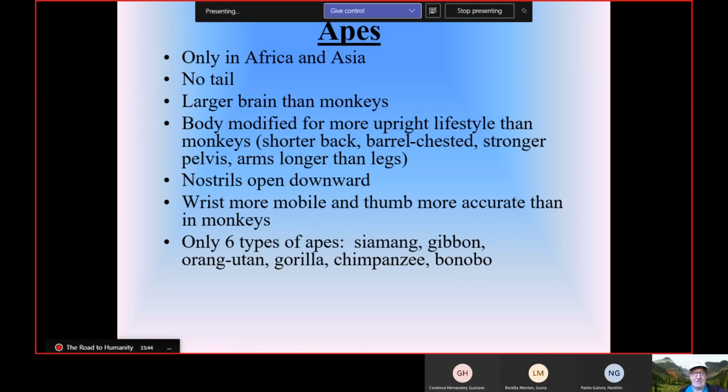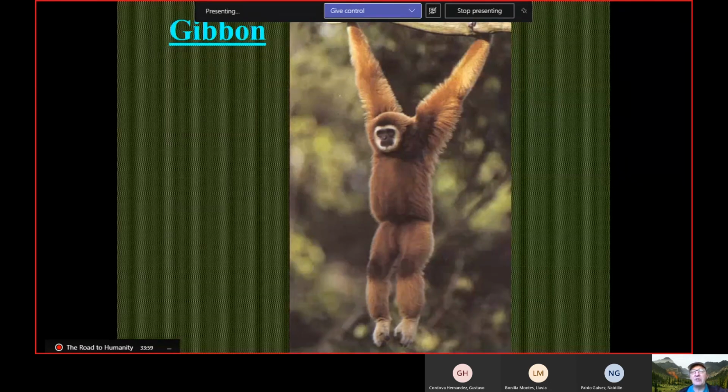On the other hand, there's 50 or 100 different species of monkeys. So the apes, only a few different kinds. Monkeys, in a way, are more successful because there's so many of them. Many of the apes are endangered as well.